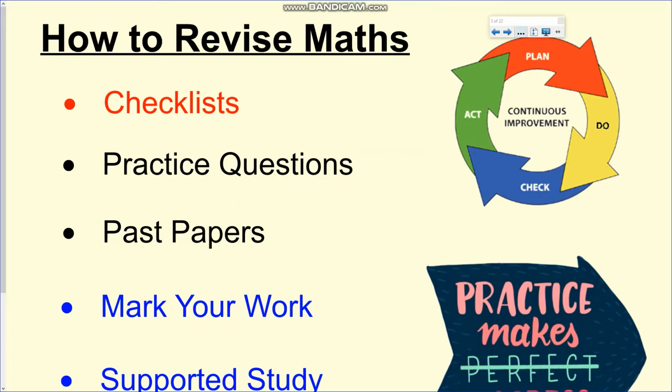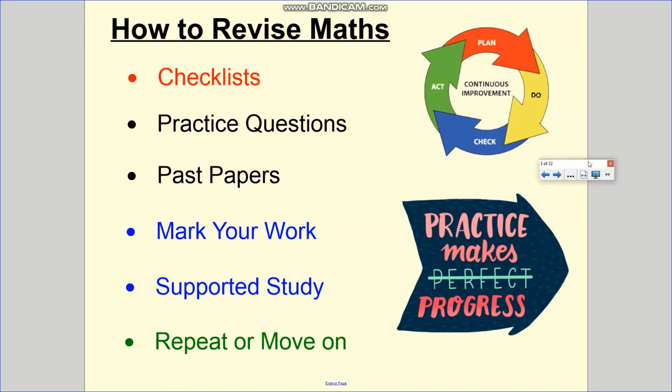Okay, so first of all, I want to talk about how to revise maths. This idea of a continuous improvement cycle is something that I think is really important to bear in mind when you're revising for your final maths exam. Okay, you should be planning, doing, checking, and acting, and that doesn't finish after one rotation. Okay, you should be continually trying to refine your skills and continually adapting your plan to what you need to be able to do. All right, there's a few different things that you can use to do that.